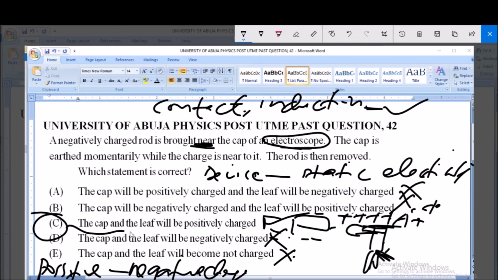Option C is the correct answer to this question.